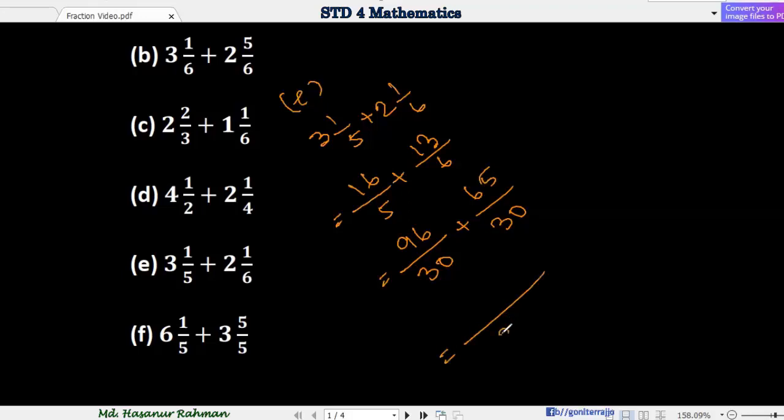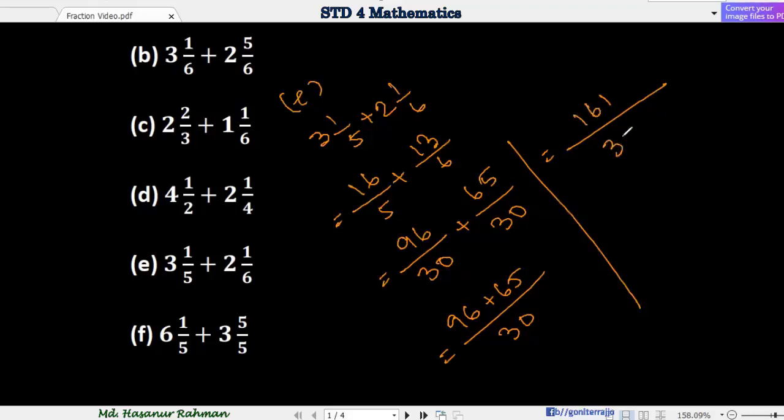So if the denominator is same, then we can add the numerator, 96 plus 65. So what will be 96 plus 65? 5 plus 6, that is 11. So there is 1 here. 1 will be added here. 7 plus 9, that is 16, divided by 30.